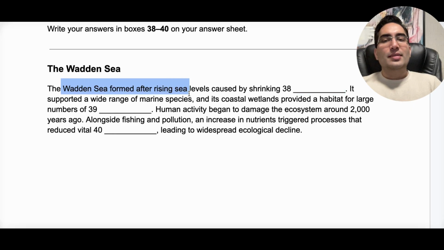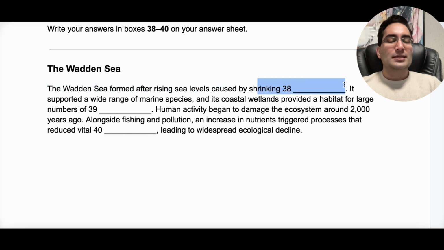And also, the sea formed after rising sea levels. When or where was this mentioned? I gotta find this, and this would likely be where the formation or the invention, the advent of the sea is mentioned. So I'm understanding where I could find this, and I'm also trying to see my specific hunt is about something shrinking or lessening.